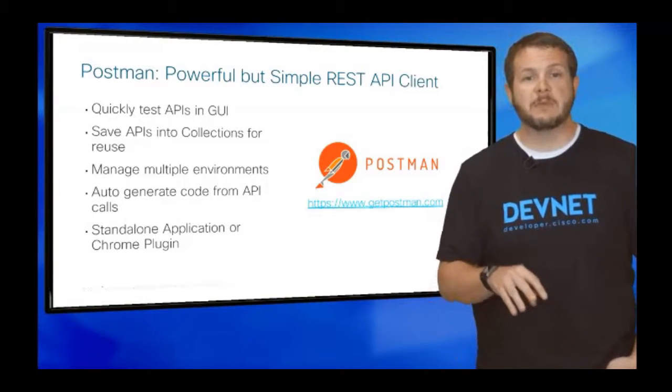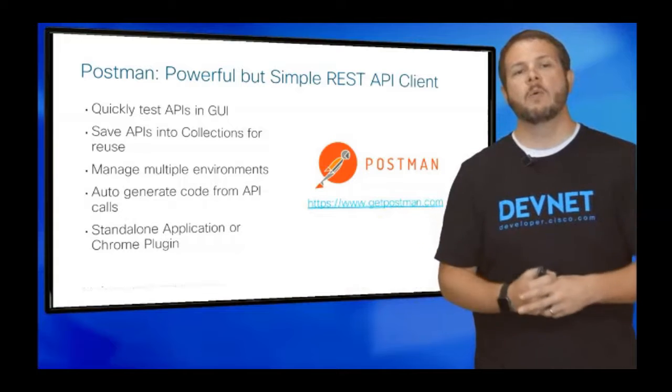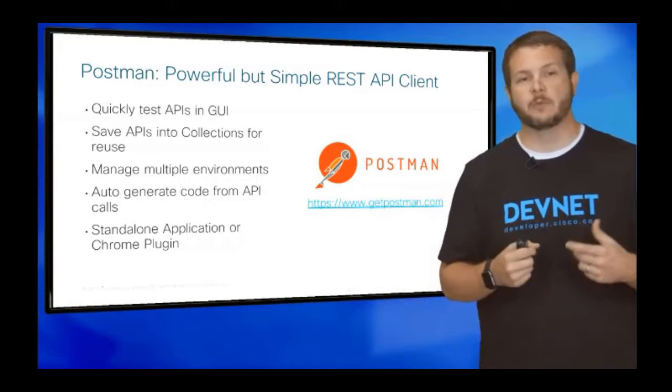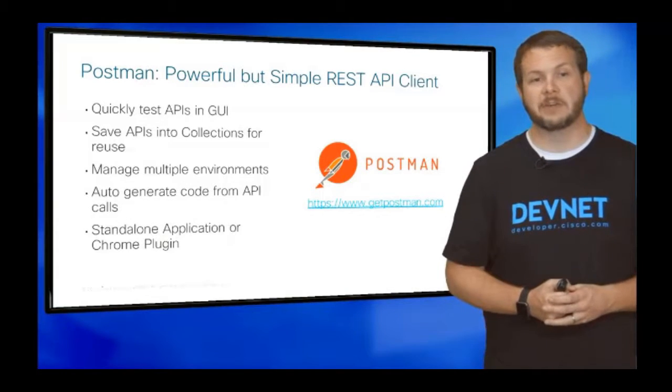Manage environments. Maybe you've got an API that goes against a production system, a development, a QA. Well, we can save that API once and then use environments within Postman to switch back and forth, and we'll take a look at how that works. And as mentioned, we can take those APIs and generate code.